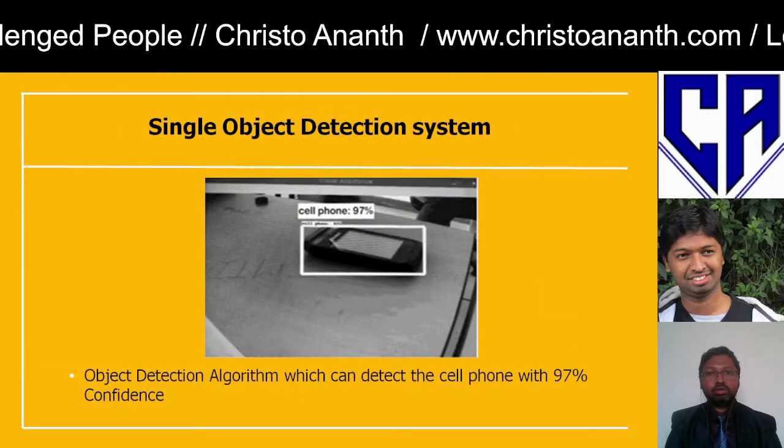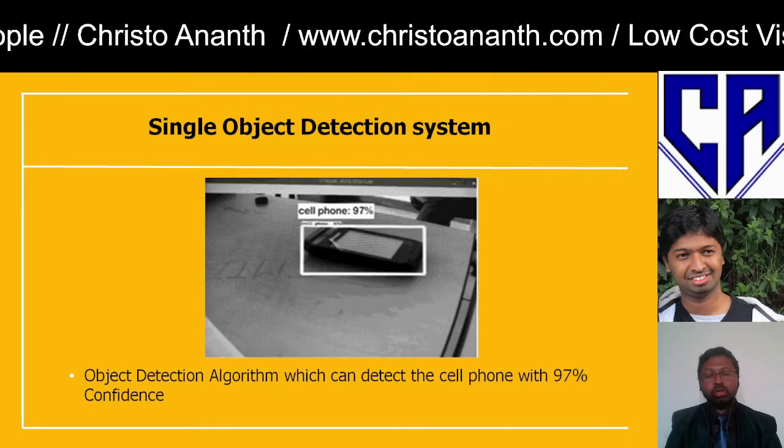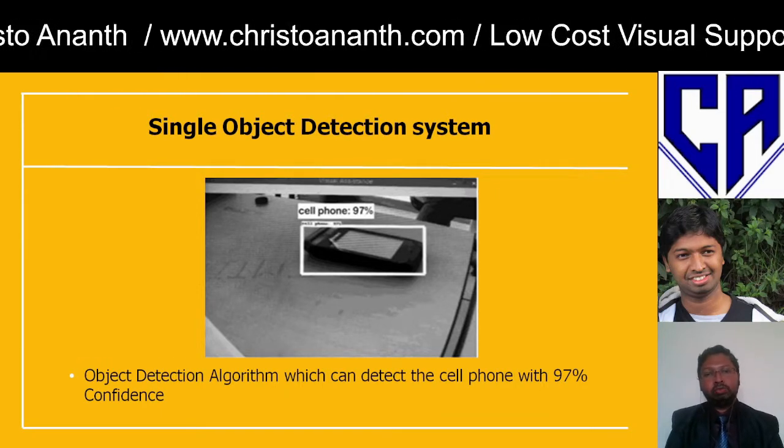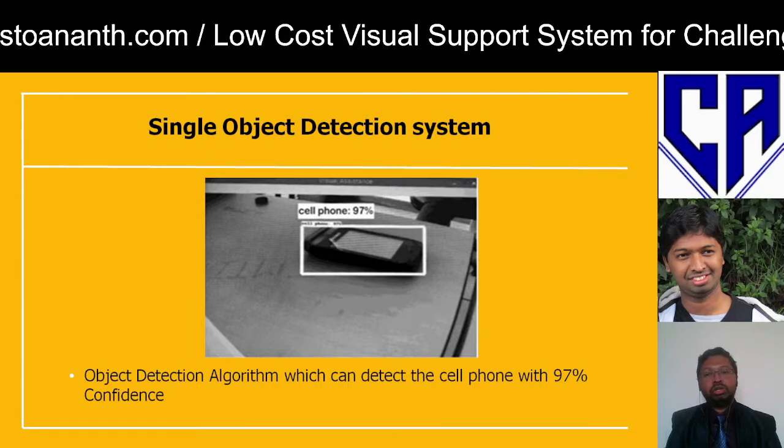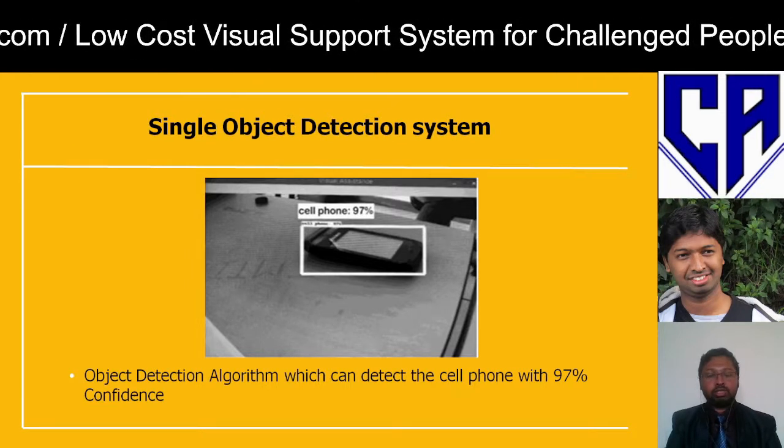So this is the single object detection system. So we are able to achieve the detection system with a cell phone. It is 97%. So this is the object detection algorithm which is going to detect the cell phone with 97% confidence.